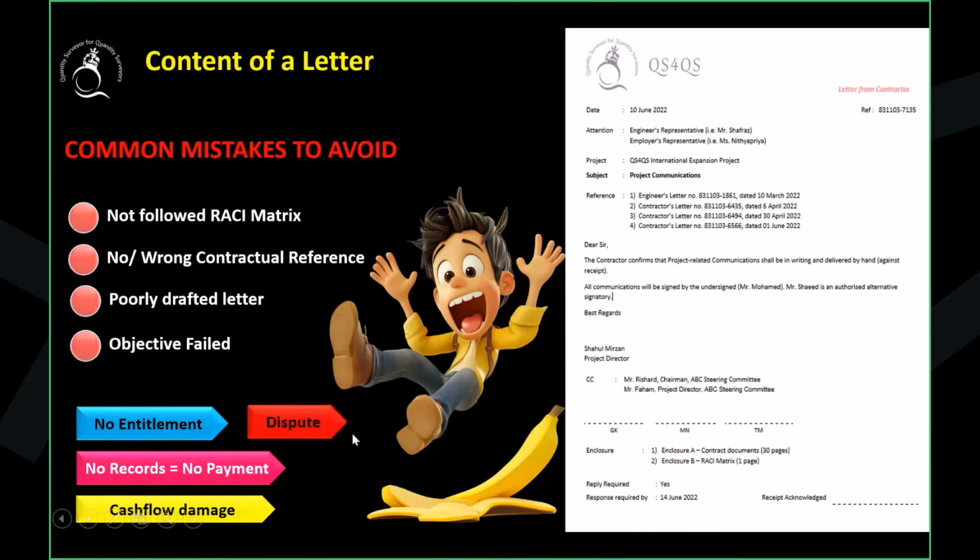Therefore, it brings the disputes. So do you think the dispute is good? No, it is not good. The dispute can break the business relationship between the parties.